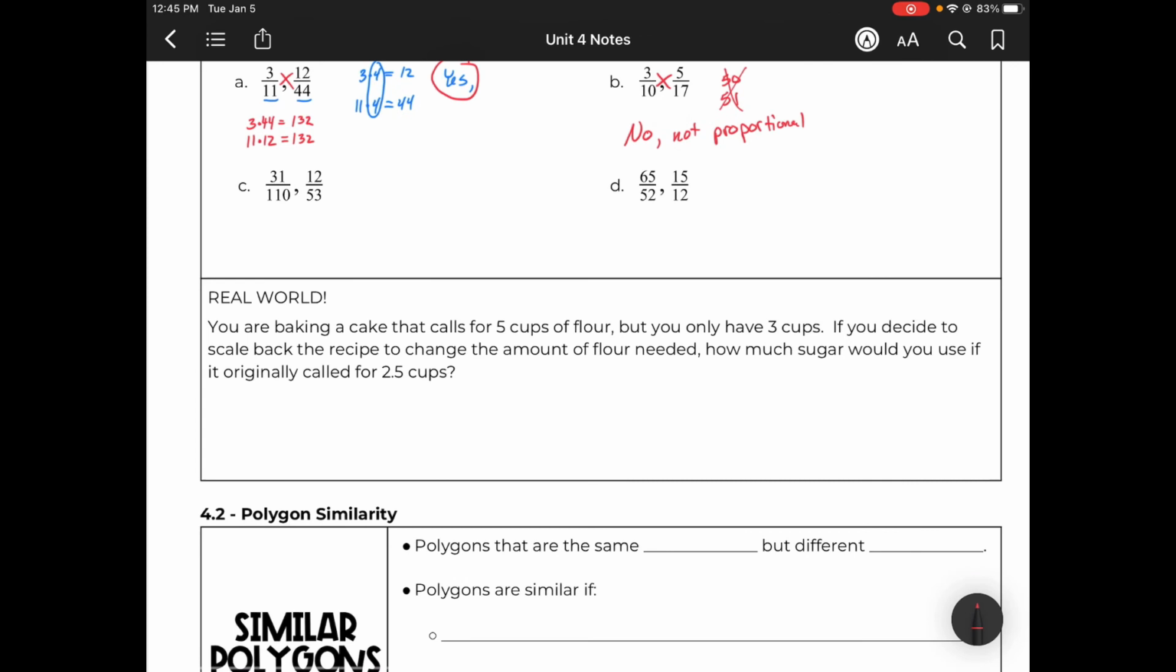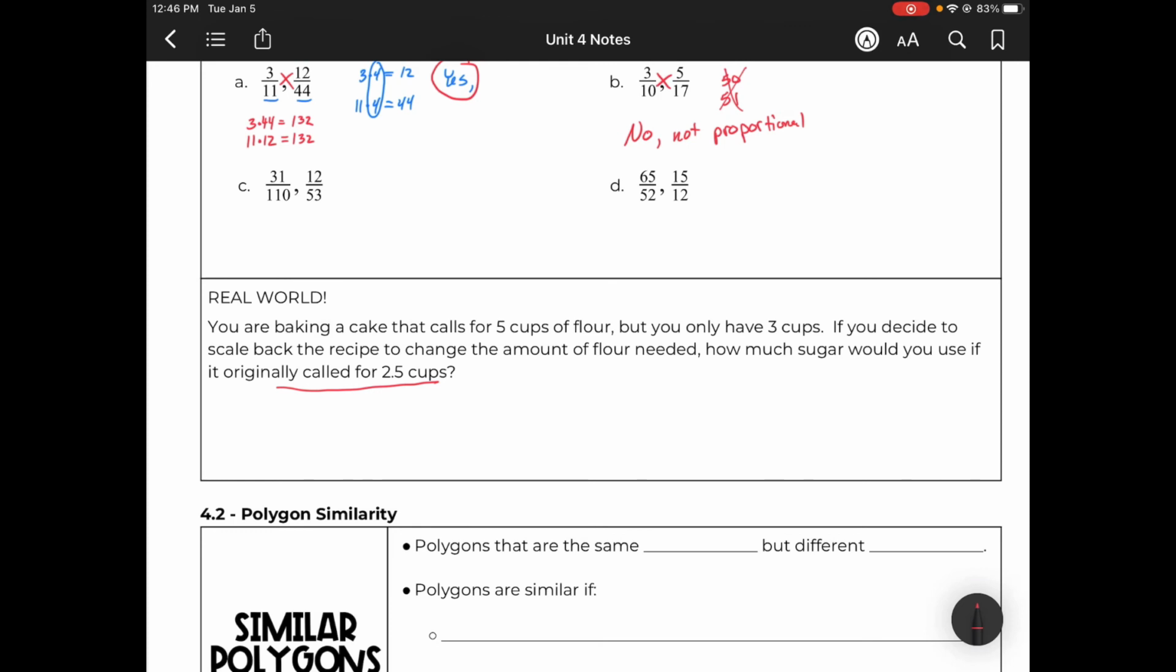All right, one final real-world example here. You're baking a cake that calls for 5 cups of flour, but you only have 3 cups. So if you decide to scale back your recipe to change the amount of flour needed so you can use what you have, how much sugar would you use if it originally called for 2.5 cups? Well, there's a lot of different ways I could do this problem, but in all honesty, the easiest way to do it is using a proportion.